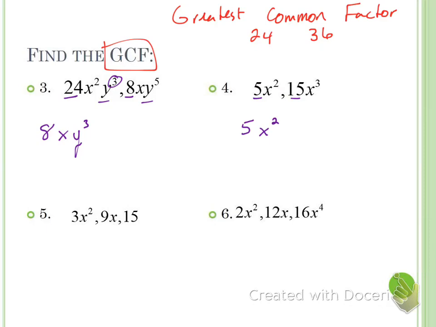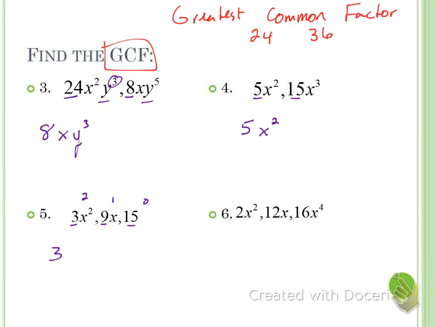Now we've got 3 terms. Numbers first. It's always easiest numbers first. The largest number that divides 3, 9, and 15 is going to be 3, right? Now, the most number of x's that they all have in common. This guy has 2, this guy has 1, this guy has none. So they actually don't have any x's in common, right?